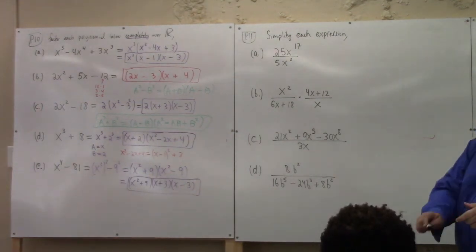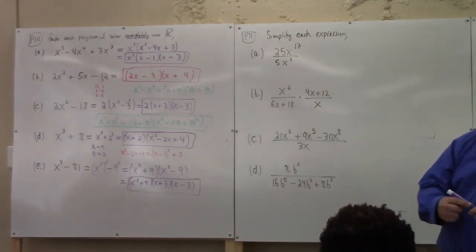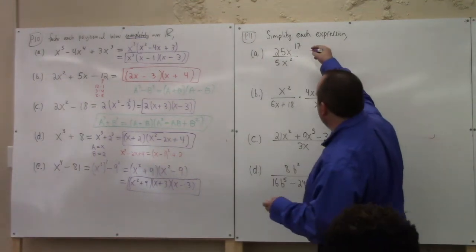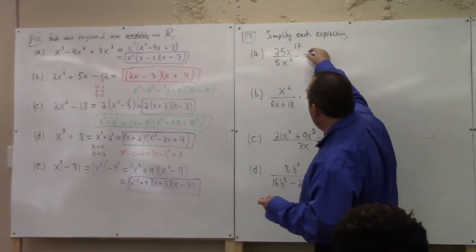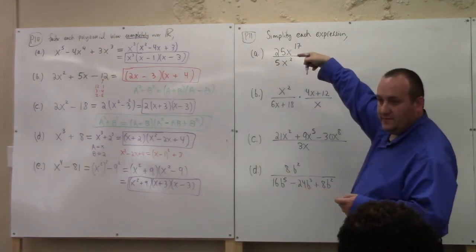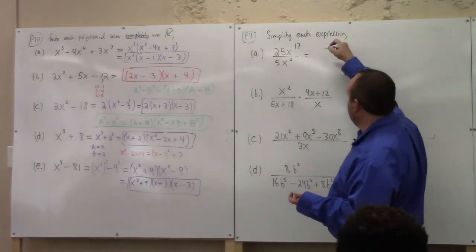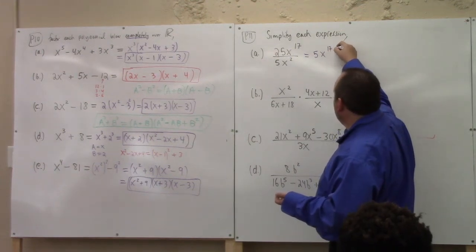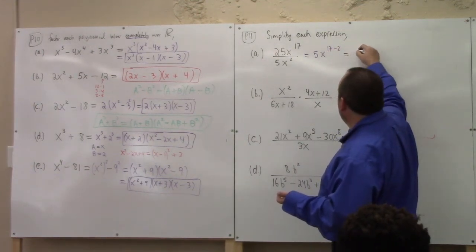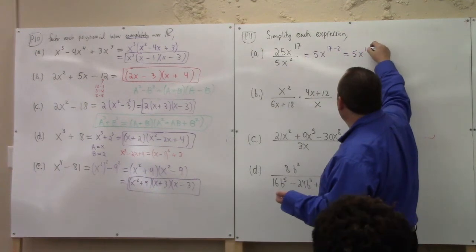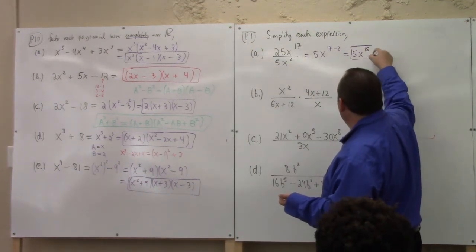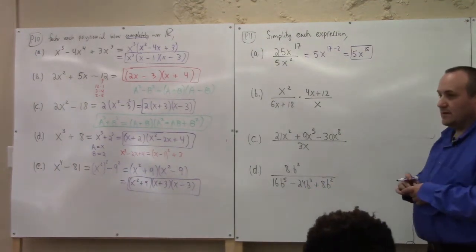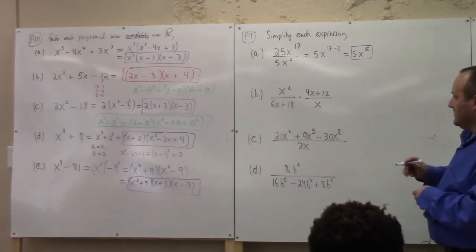All right, so here it is. This one, 25 over 5 is 5, right? And then we have x to the 17 minus 2. So we have 5x to the 15. And that's that. The next one, I need to do a little bit of factoring.